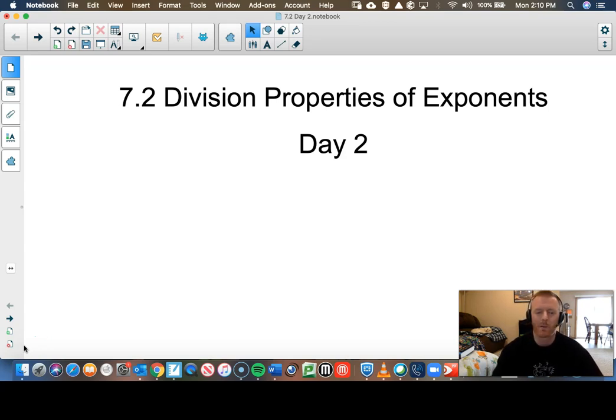So here we are. We're on day 2 of the division properties of exponents. We're going to start getting into some more in-depth stuff here. So pause as you need. Make sure you write stuff down. Submit pictures onto Schoology if you need help with that. There's a frequently asked questions thing on Schoology for you. Otherwise, shoot me a line and I'll help you out here.